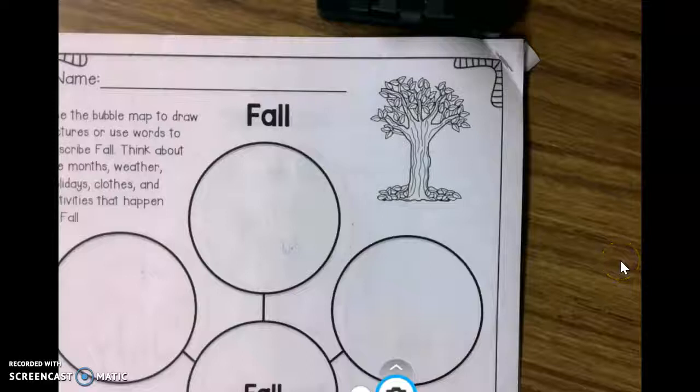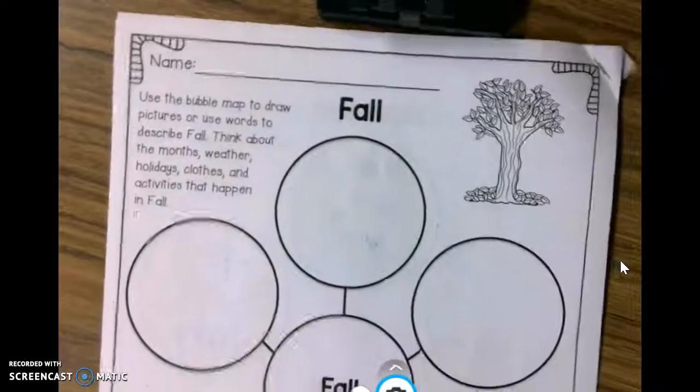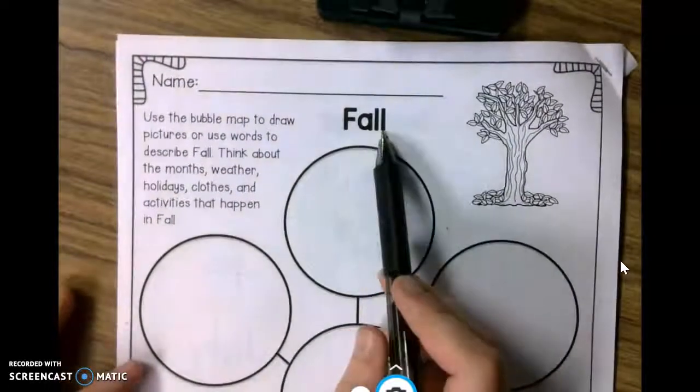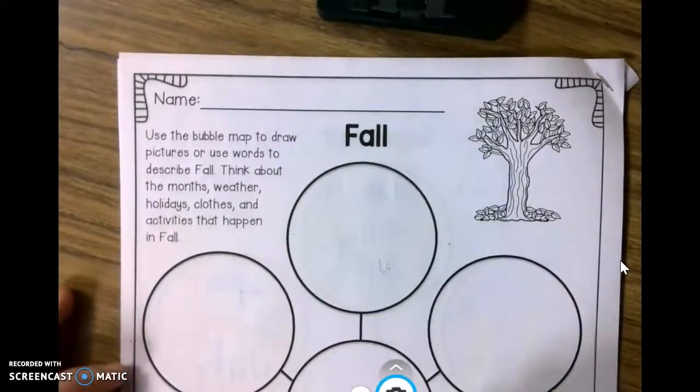Hi everyone, we are on our final day of the seasons, and today we'll be looking at fall. Another name for fall is autumn.